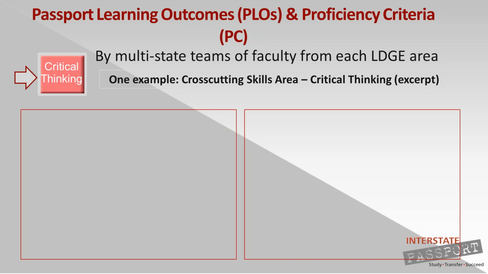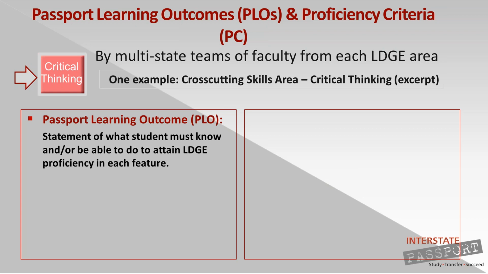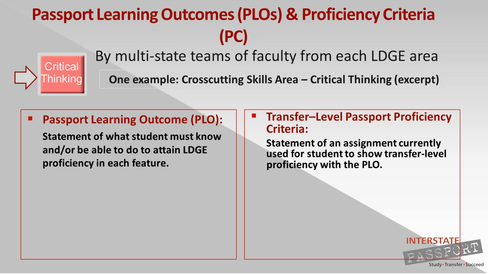So these have been established by faculty with expertise in one of the 9 areas that we just pointed out, and we're going to give one example from critical thinking of the learning outcomes and proficiency criteria. A passport learning outcome is a statement of what students must know or be able to do to attain lower division general education proficiency. The proficiency criteria, on the other hand, state an assignment that is currently being used for students to show transfer level proficiency. And I need to emphasize right off the top that the proficiency criteria are not requirements, they're not recommendations, they're not expectations, they are reports of assignments that are currently in use.